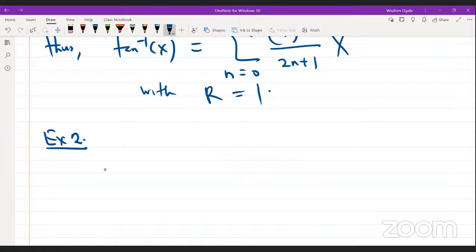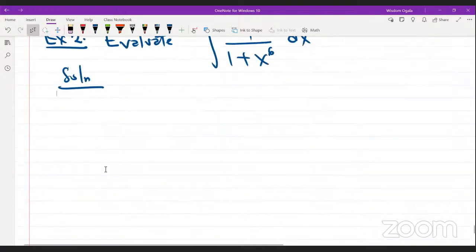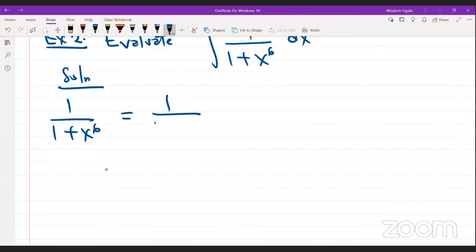Another example. Evaluate the integral of 1 divided by 1 plus x to the 6th dx. Now, we want to evaluate this guy. We're using the idea of the power series. Where do we start from? Solution. 1 over 1 plus x to the 6th. Rewrite this guy. This is 1 over 1 minus, I got to put a negative here.